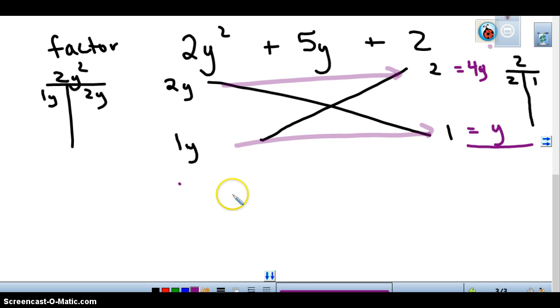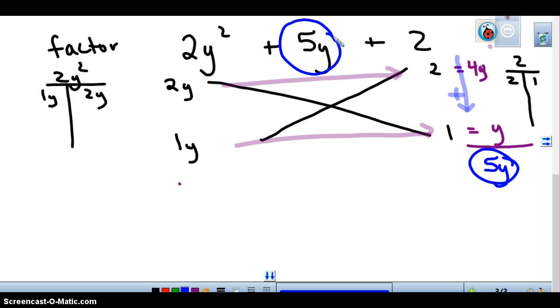Now if I add right here, this equals 5y. This is like my preliminary check, right? Once I'm here, can I move forward? So my first binomial is going to be y plus 2 times 2y plus 1.